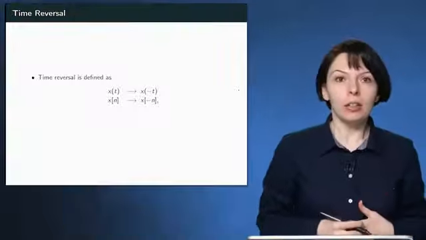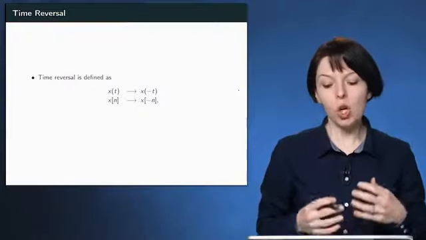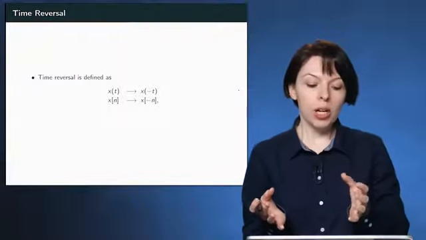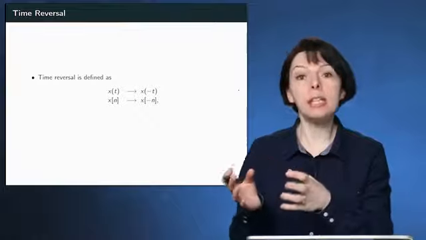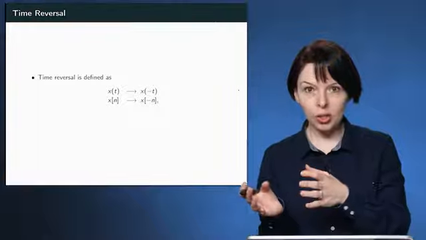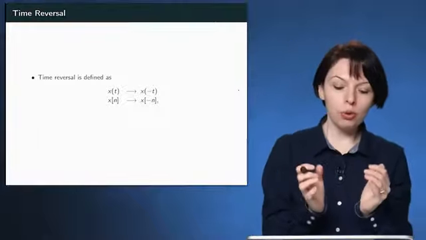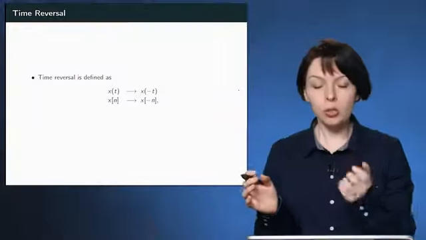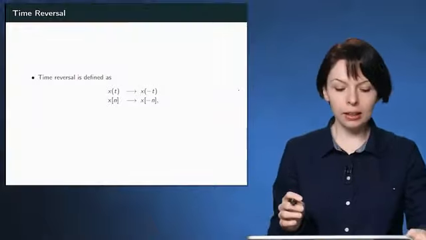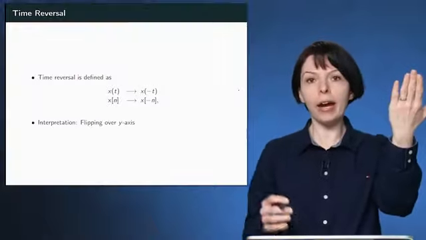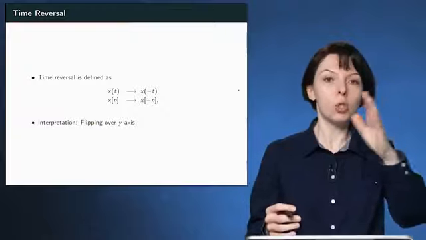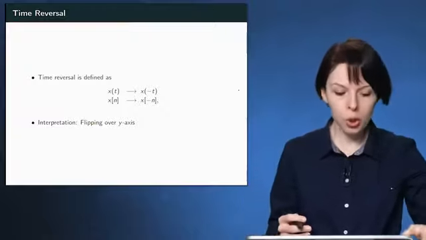The next transformation is time reversal. It's defined as transforming x of t to x of negative t for continuous time signals, and transforming x of n to x of negative n for discrete time signals. Basically, it is flipping over the y-axis. It's the time reverse version. It's basically building the time reverse version of the original signal.